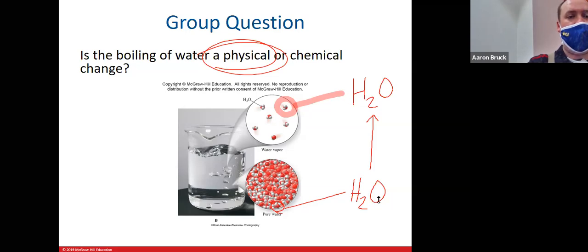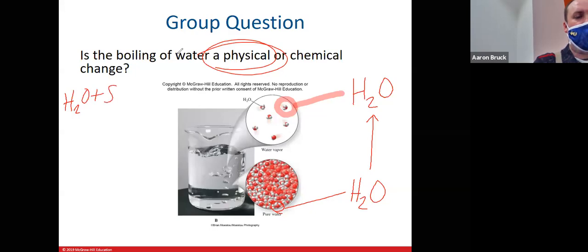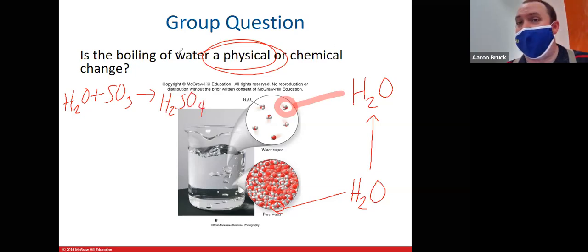If I had water reacting with sulfur trioxide to make sulfuric acid, and this is what happens in the upper atmosphere to create acid rain, that would be a chemical transformation. The water and the sulfur trioxide are now completely different in their composition because they've combined together to make something new.